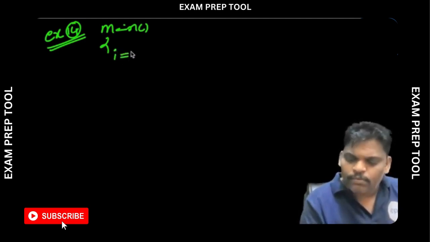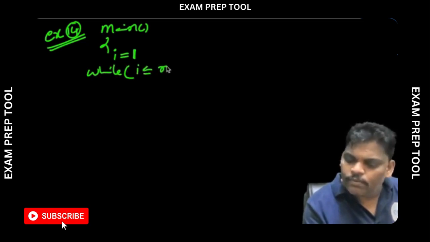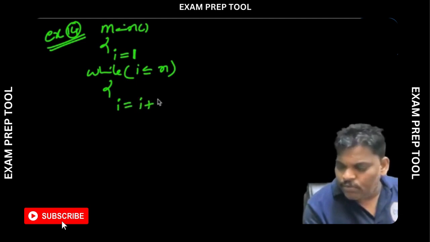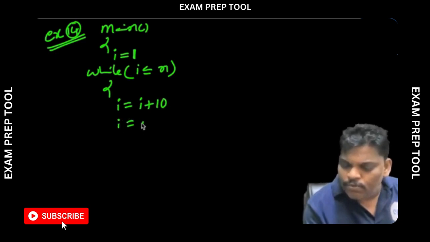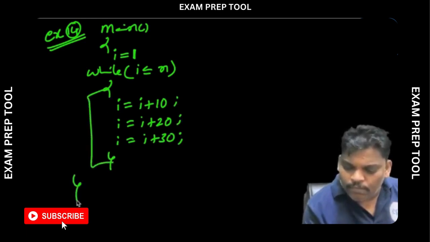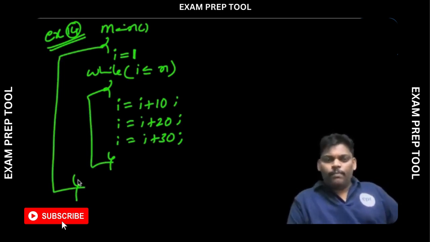Main. I is equal to 1. While I less than or equal to n, I is equal to I plus 10, I is equal to I plus 20, I is equal to I plus 30. Can anyone help me? What will be the time complexity of this program?